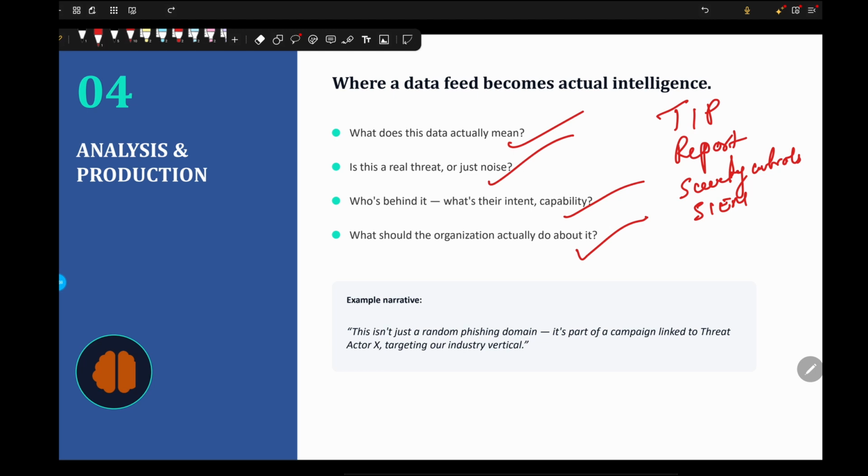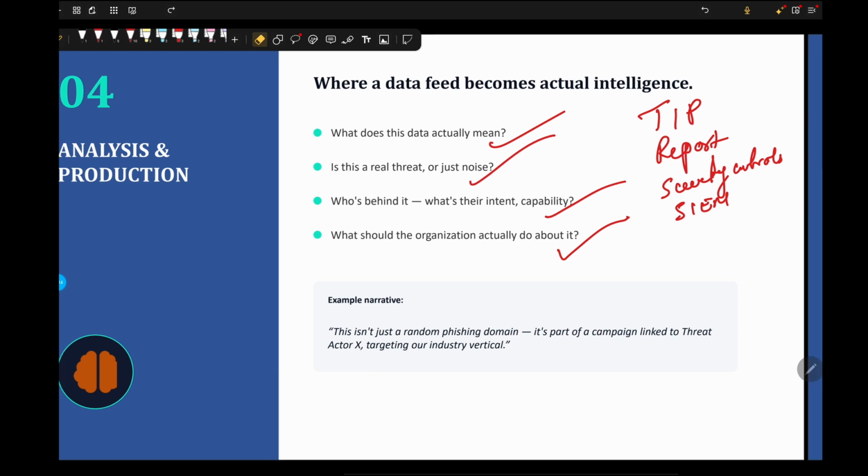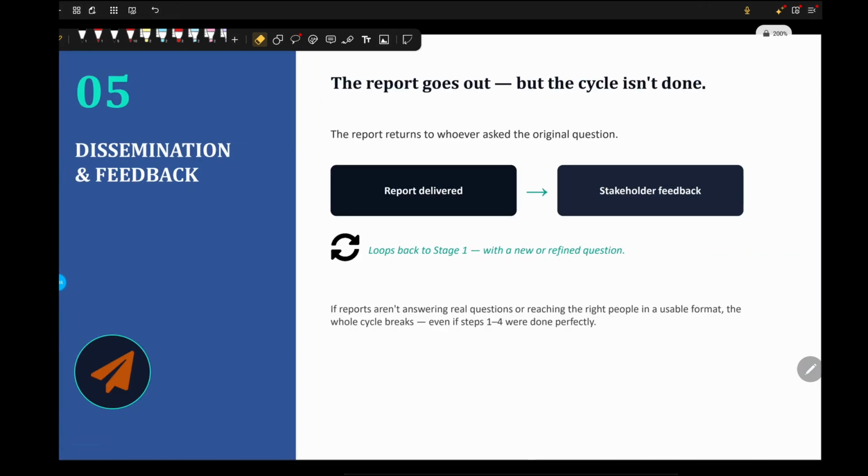I can give one more example. If you found a phishing domain which is impersonating your brand, you can do further analysis, like whether it is a part of a campaign, or whether it is linked to a threat actor, or maybe targeting a specific industry, and so forth. So once you're done with the analysis and prediction, once you get answers for all these questions, then you can move on to the next stage, which is basically the dissemination and feedback.